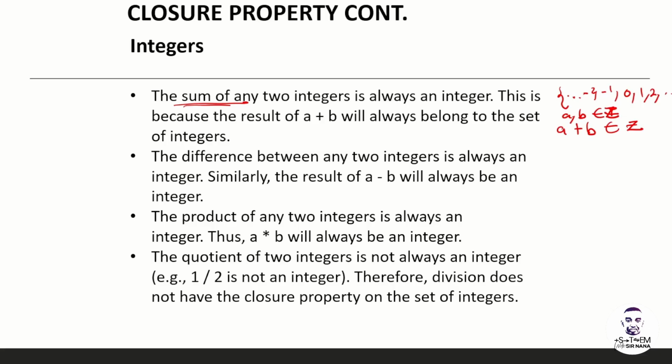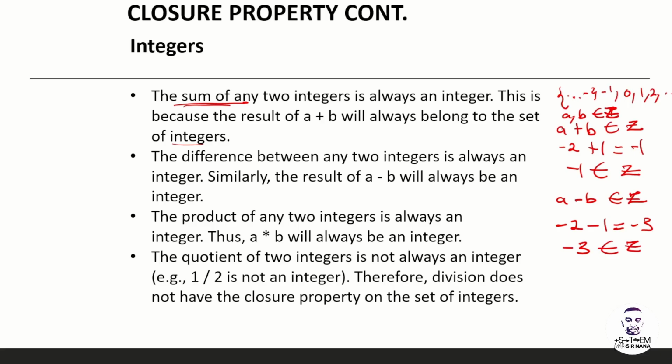So that is a sum. It is closed when it comes to integers. For instance, if I have -2 plus 1, it gives us -1. And we know -1 belongs to the set of integers. Now, how about subtraction? a minus b would also belong to the set of integers. So for instance, -2 minus 1 will give us -3. We know -3 belongs to the set of integers, right?